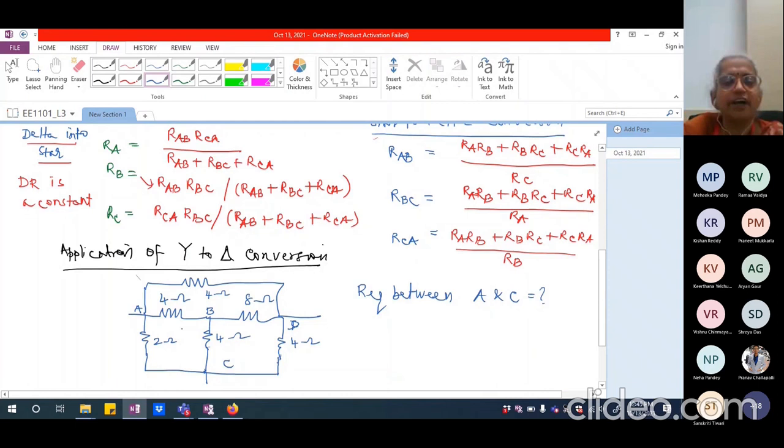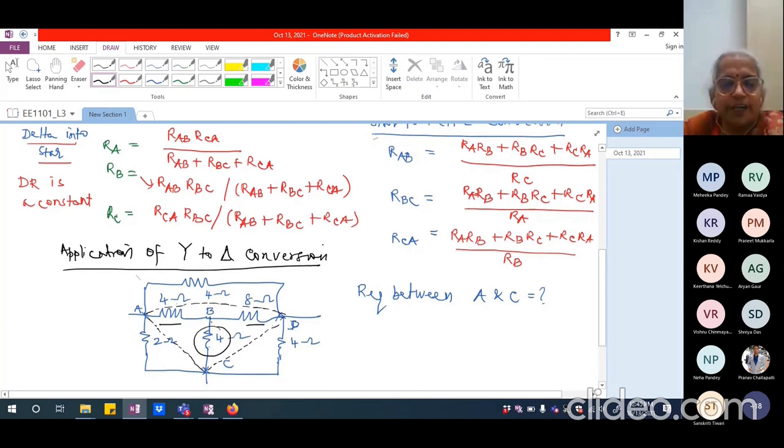Rather than that, let me look at the resistances between A, B and C, these three resistances: 4 ohm, 8 ohm and this 4 ohm. If I convert that into delta, let us see whether it will be easier. If I convert this into delta, I'm going to get one resistance like this, a second resistance like this, and a third resistance like this. You get my point?